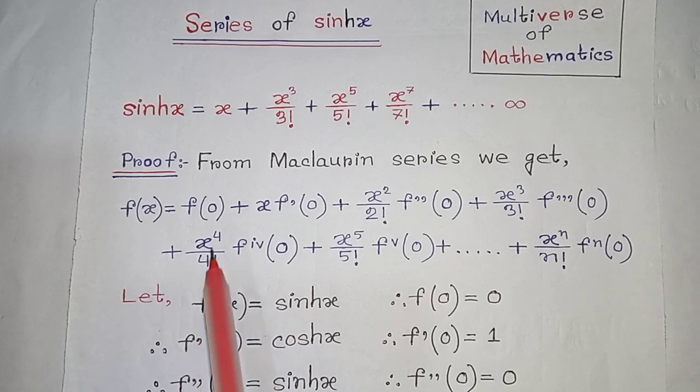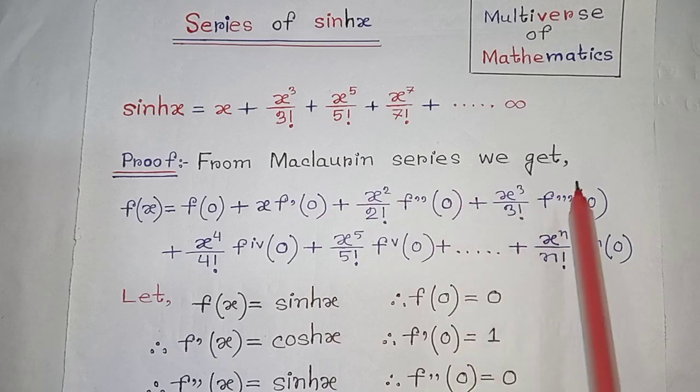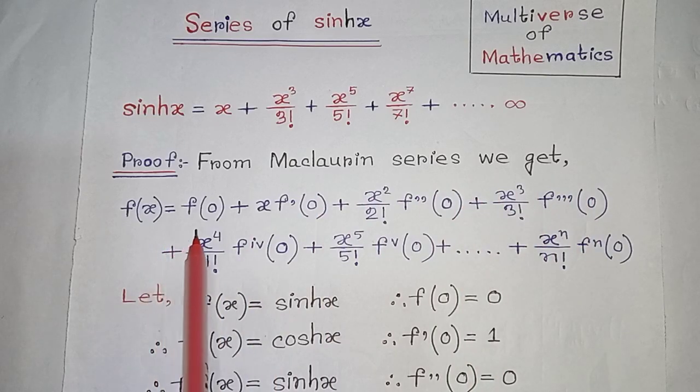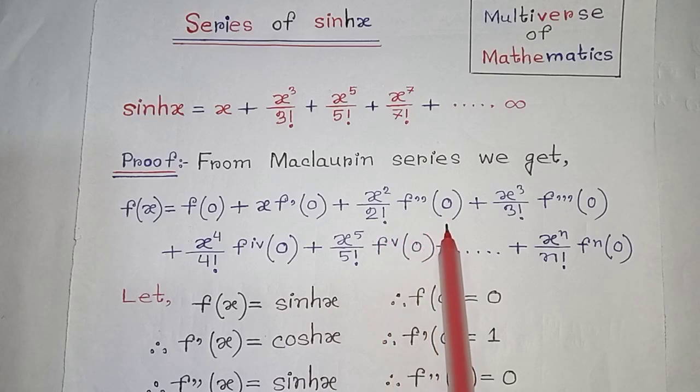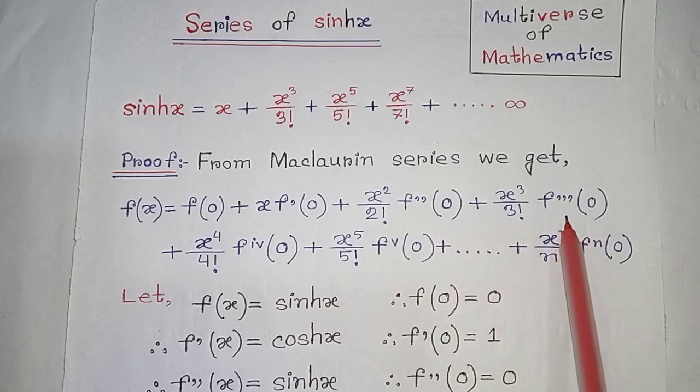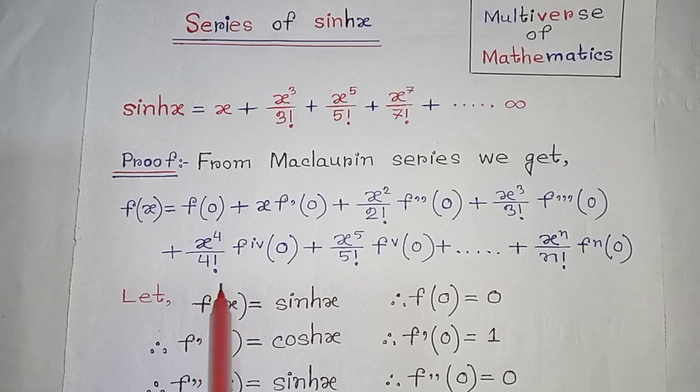Proof. From the Maclaurin series we get f of x is equal to f of 0 plus x f dash 0 plus x square by 2 factorial f double dash 0 plus x cube by 3 factorial f triple dash 0 plus x power 4 by 4 factorial f iv 0 plus x power 5 by 5 factorial f v 0 plus dot dot dot plus x power n by n factorial f n 0. Now firstly we have to evaluate the value of f of 0 from this Maclaurin series.